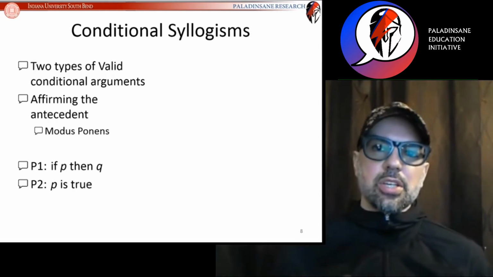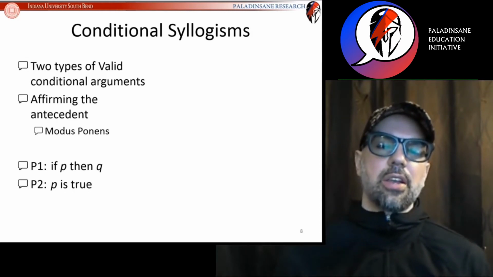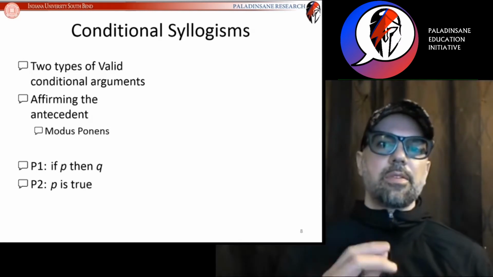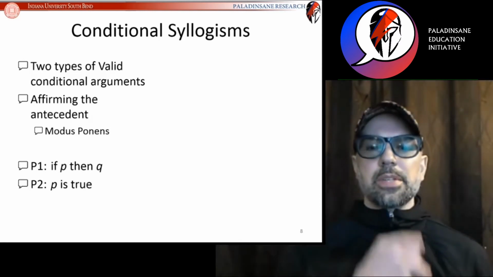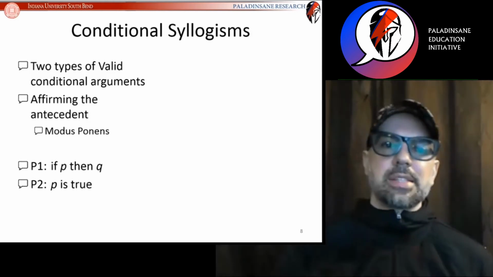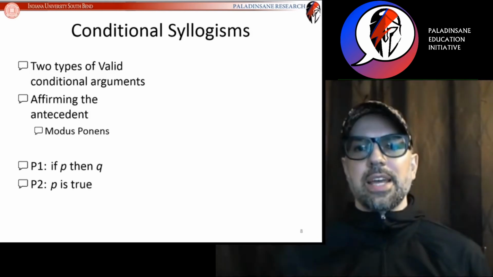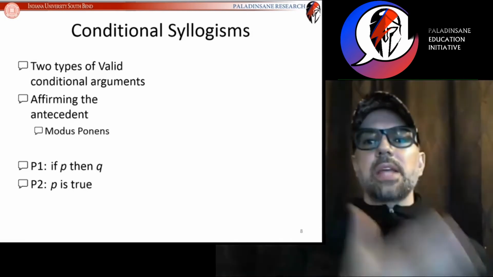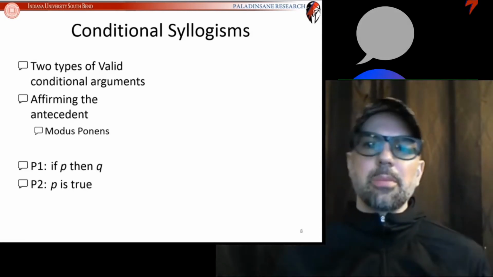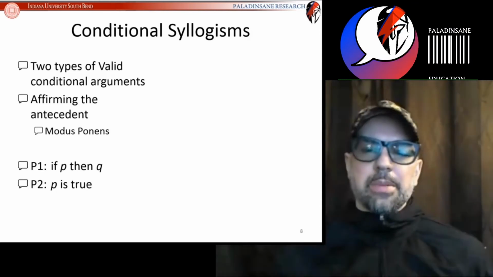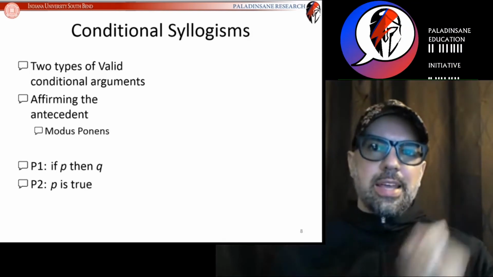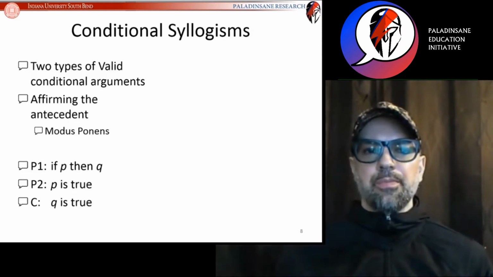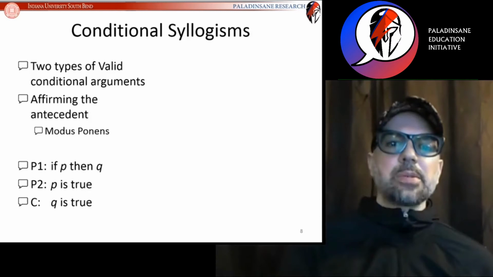And if it helps to understand how these conditional syllogism arguments are named, they're always named for the second premise. The first premise is always if P then Q. And the second premise is where each of these arguments gets its name. So in this case, we're affirming the antecedent, so premise number two is that P is true. Now, if premise number one is true and premise number two is true, then we are guaranteed 100% that Q is true. So this is the abstract version of this argument.